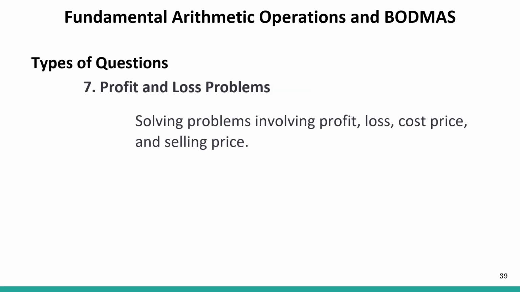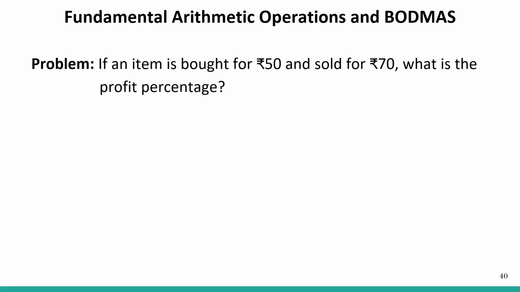So let's see the seventh kind of problem, that is on profit and loss problems. So involving problems, profit, loss, cost price and selling price. Okay. So if an item is bought for 50 rupees and sold for 70 rupees, what is the profit percentage? Okay. So he bought for 50 and sold for 70. So the net profit is equal to 70 selling price minus cost price, that is 50. So this is equal to 20. Okay. So what percentage of 50 is 20?